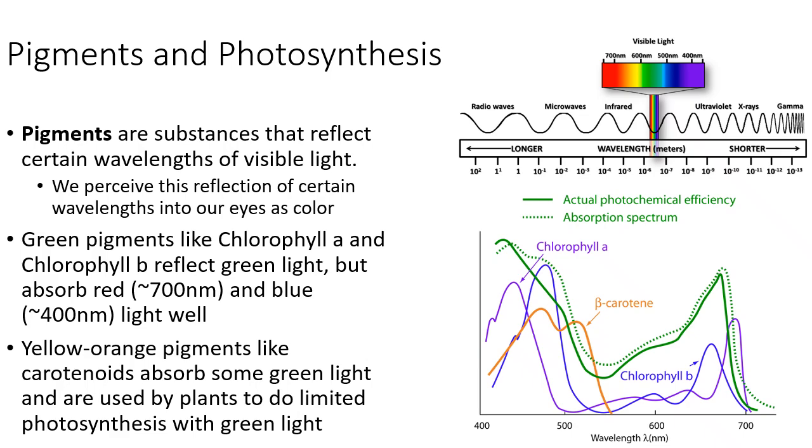You'll notice that we do have a carotenoid on this graph as well. We have beta carotene. And we can see that the peak absorption for beta carotene is pushing into that green wavelength area between 500 and 600 nanometers. And that's where we're able to absorb a little bit of that green light to enhance photosynthesis somewhat, even with light that cannot be absorbed by chlorophyll.